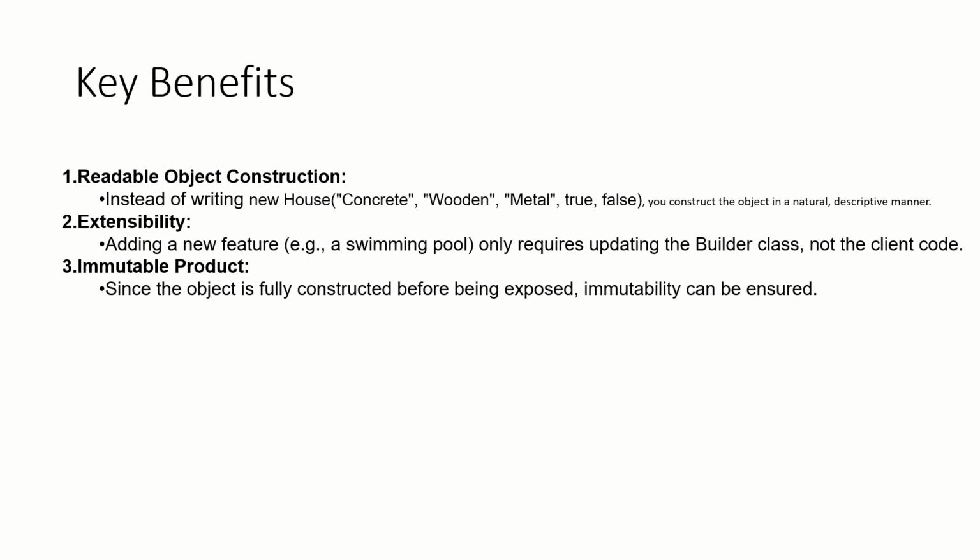You construct the object in a natural descriptive manner, but this is not a good approach if there is a large number of parameters. So you can use the builder. Now the second one is extensibility. Adding new features, like let's say a swimming pool, only requires updating the builder class, not the client code. So if you want to add some new parameters, you can make the changes in the builder class, and you are good to go.